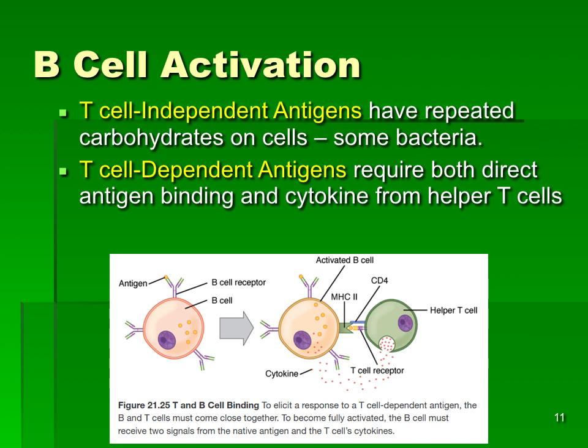And they require both direct binding of the antigen to the B cell receptor and the signal from the helper T cell, that cytokine. And so there has to be both this communication between the helper cell and that antigen binding. And that's what's going to get the B cell active to go through clonal selection to produce those plasma cells and to produce the memory cells. So we generally need both.